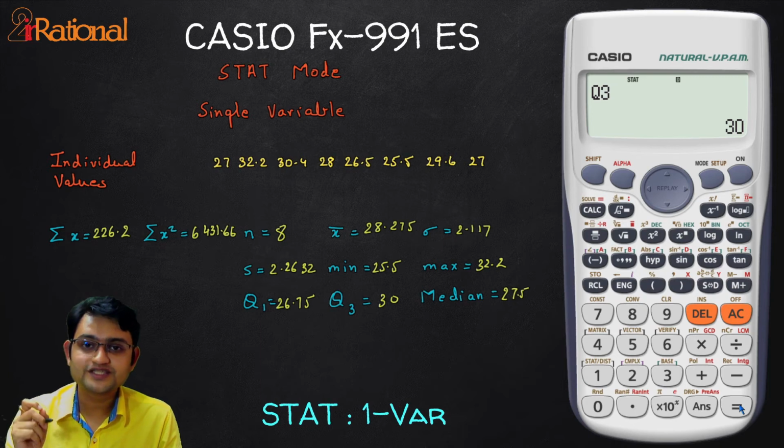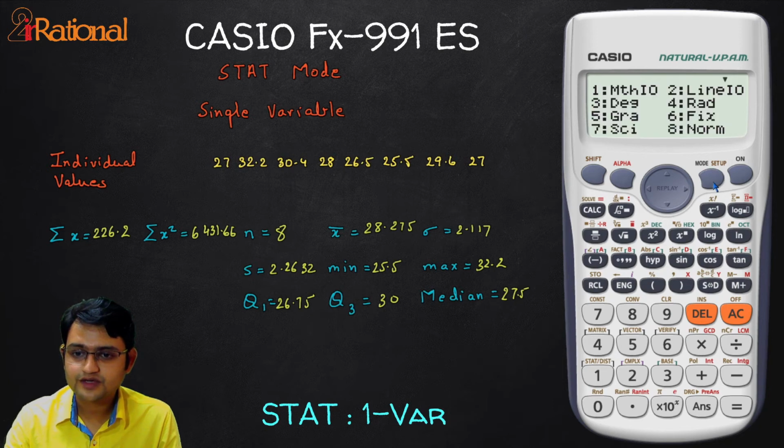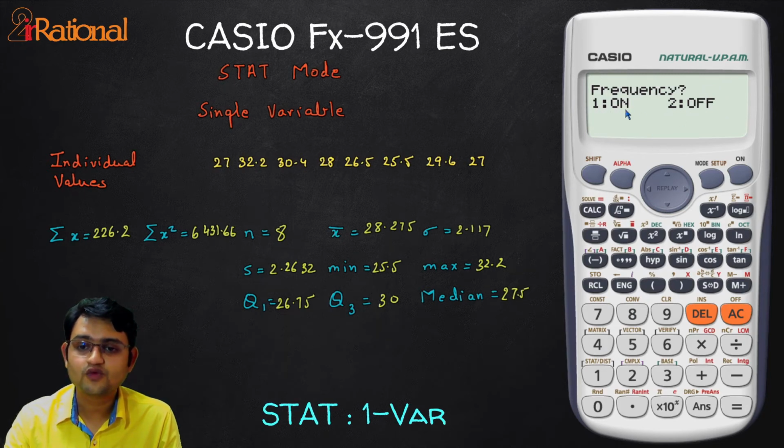Similarly, if I want all of these values for frequency valued data, first I will have to turn on the frequency mode. For that, we go to shift and mode. That means we'll be going for setup. And if I go down, I have here stat. I'll press 4. And here you have an option of whether you want frequency on or off. I will say 1, I'll get my frequency on.